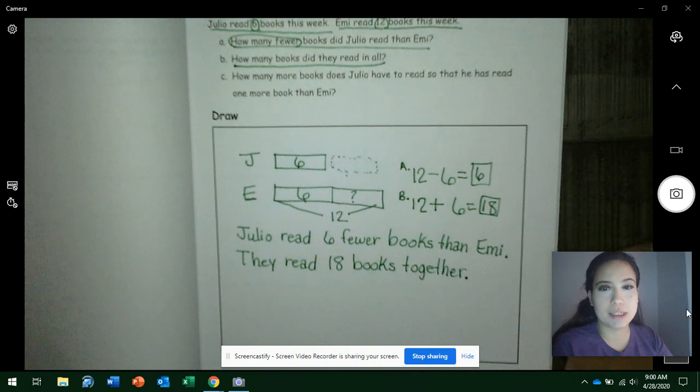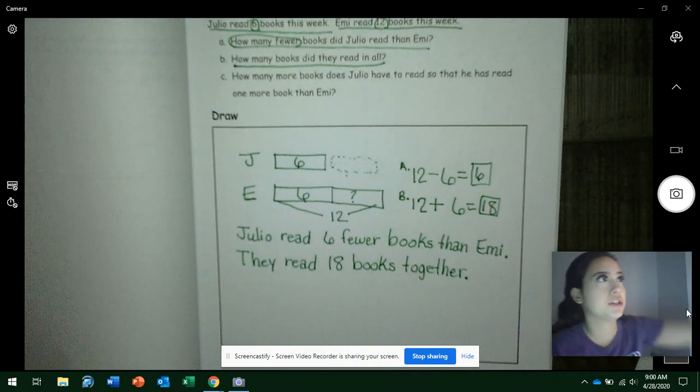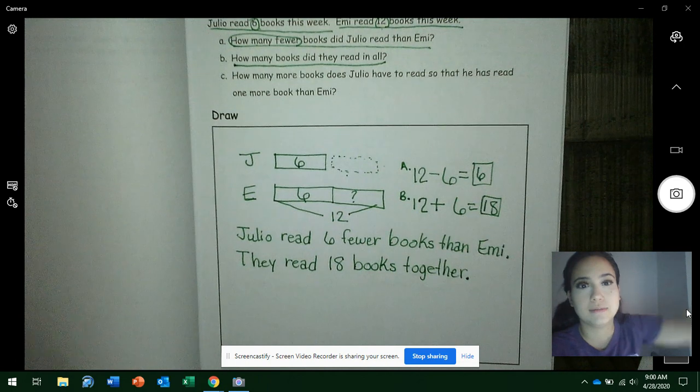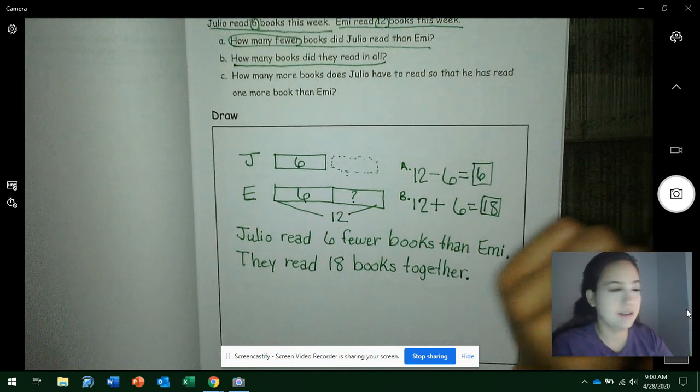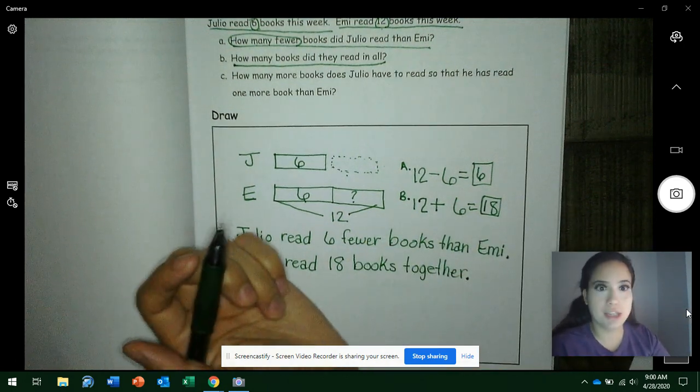Ready? Press pause at this time if you need more time copying your statement. Okay, now let's go ahead and answer question C, our last question.